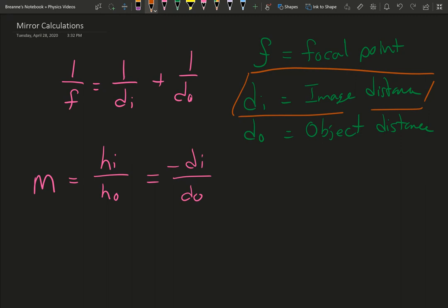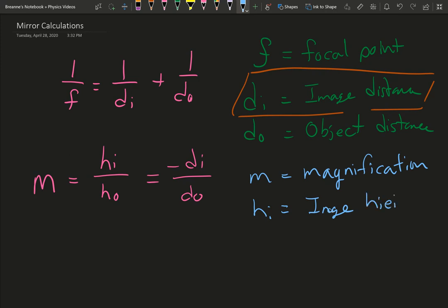Your next equation is your magnification. M stands for magnification. HI stands for image height, sorry, we're dealing with H. So height. Your HO is object height. And again, your DI and your DO are the same. Reference back to those.